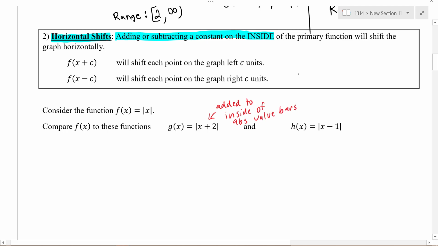Okay, so that's what we would call an inside change, and we are adding a 2 on the inside. Over here we have h of x equals the absolute value of x minus 1. So the minus 1 is happening inside of the absolute value bars. So again, inside is important. Now we're subtracting a 1 on the inside. So let's see what effects these have on our graph by looking to Desmos.